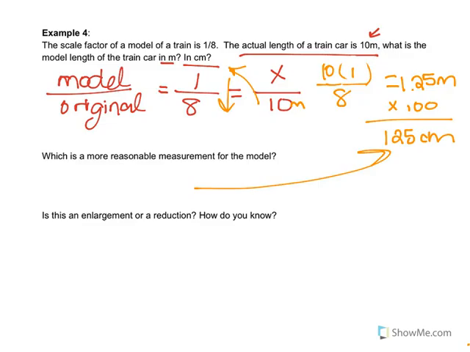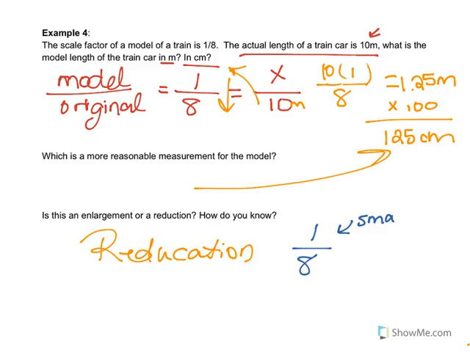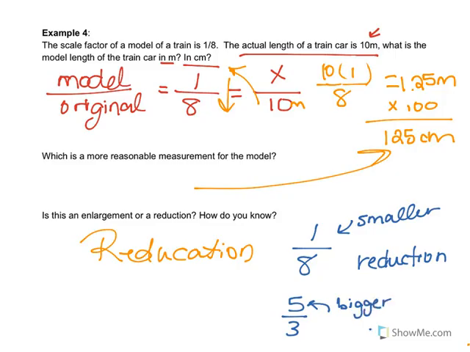Is this an enlargement or a reduction? How do you know? So we know that this is a reduction. It went from a huge train to a model train. And the way that I can tell is when we have our fraction of model over original, if the top size is smaller than the bottom, then it's a reduction. If it was like this, 5 over 3, and the top is bigger, then it would be an enlargement. So that's a quick way to tell.